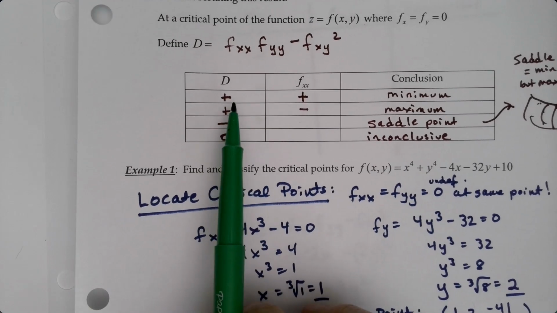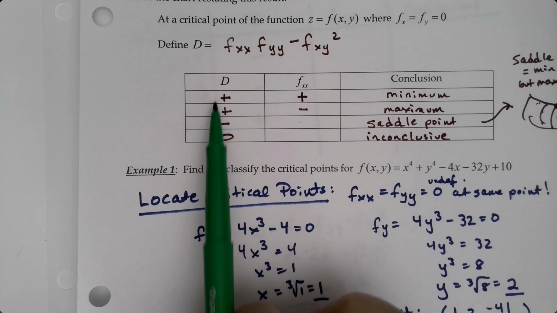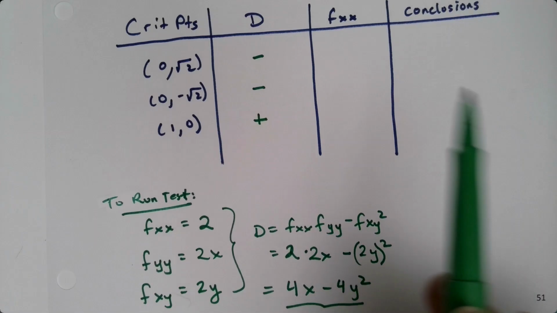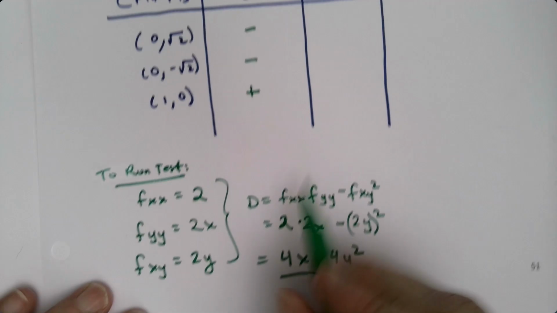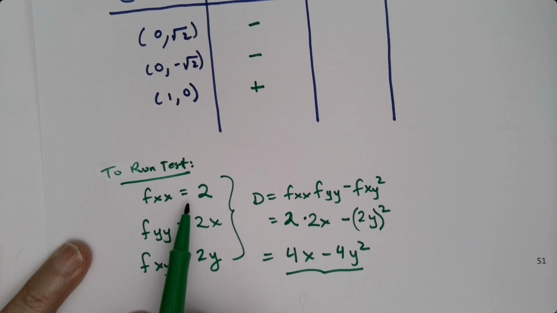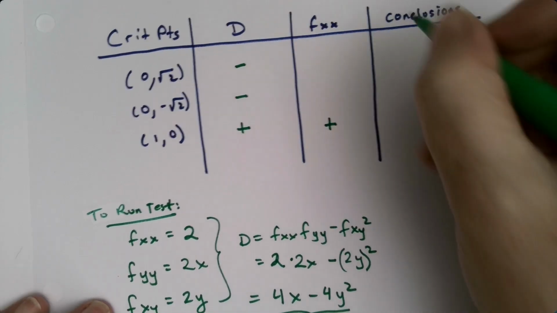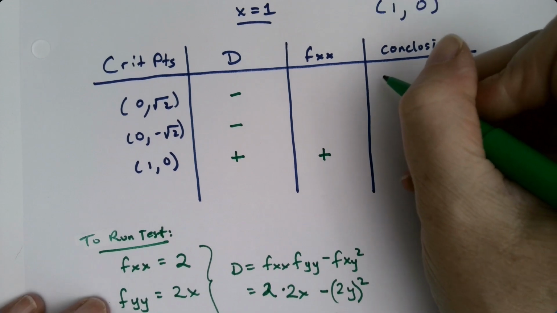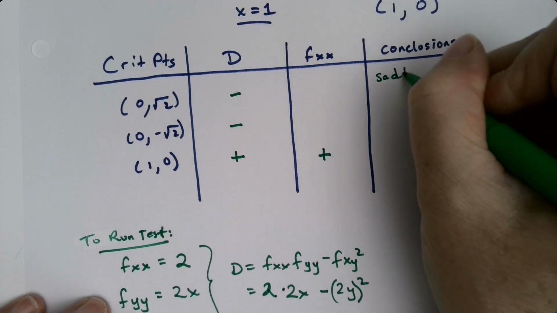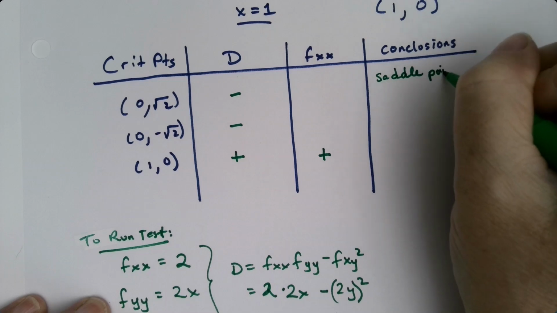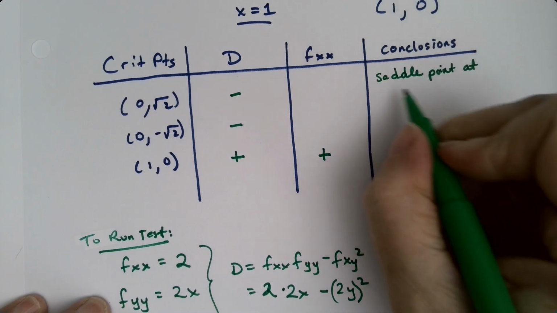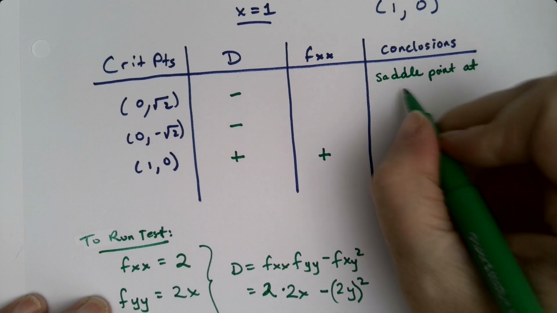Okay, so the only one I need f xx for, if you recall, is this bottom one, right? Because we only need to check f xx if our d is positive. So we need to check f xx, which is right here. It's a constant. And 2, last time I checked, is a positive number. All right, what does this show us? This shows us we have saddle points. Saddle point at 0, square root of 2.